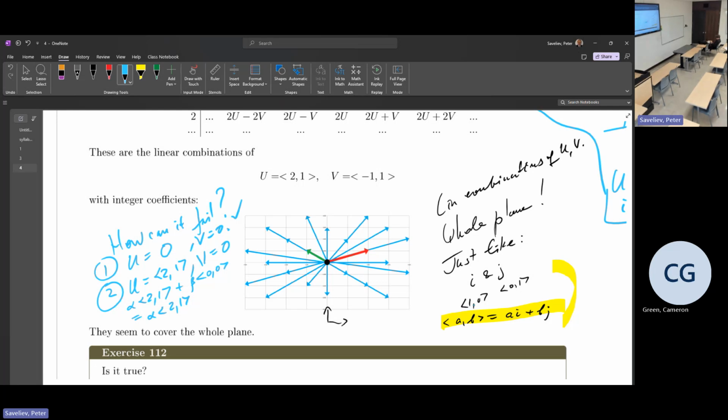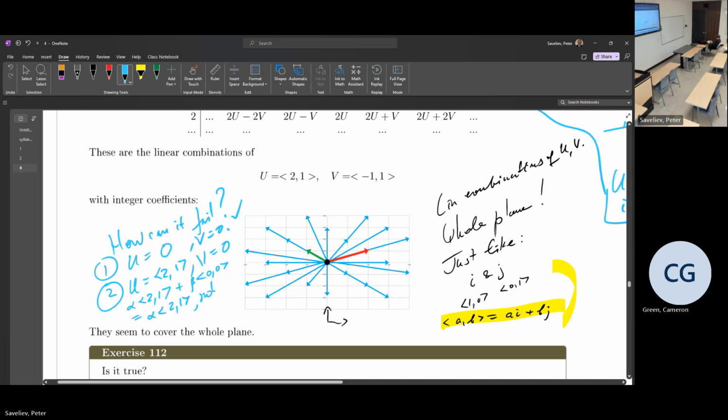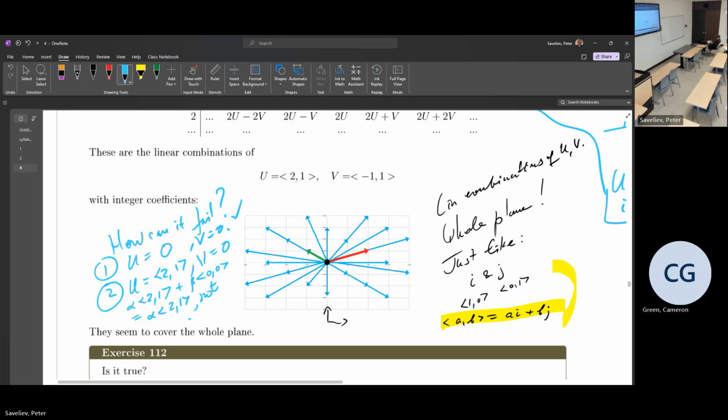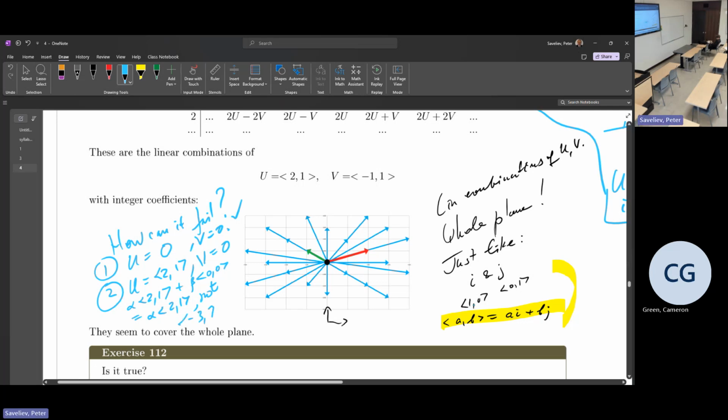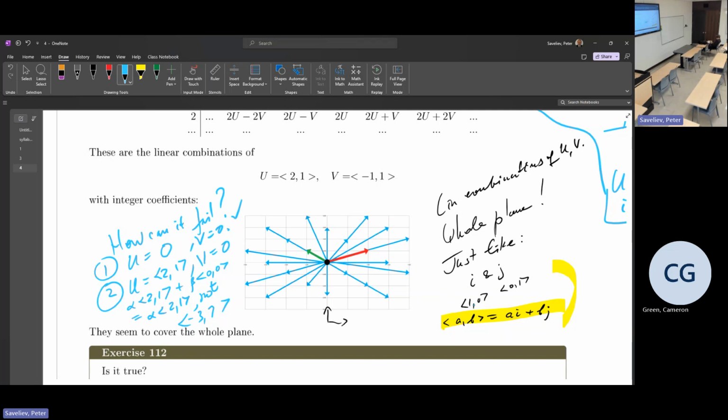In any other direction other than 2, 1, we fail to get it. So give me one. -3, 7, okay. Why not? -3, 7 is not a multiple of 2, 1, so it's out.